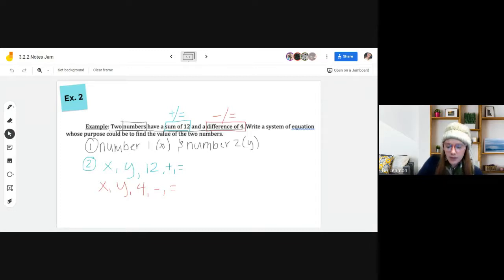So then our final answer, again for number 3, all I have to do is put these together. So I'm going to have X plus Y equals 12, and X minus Y equals 4. So those are our two systems of equations there that we can use. And then if you guys wanted to on this one, you could do elimination, you could do substitution, whatever you would prefer to actually get an answer. Do you guys have any questions before I have you try one on your own?